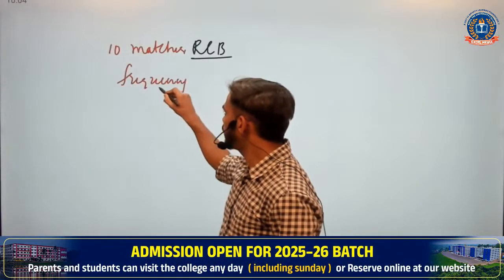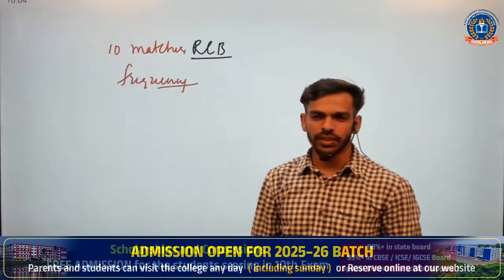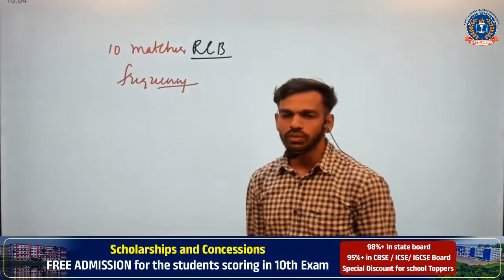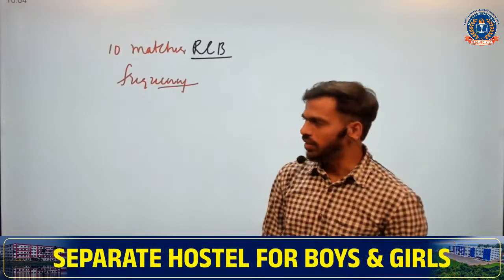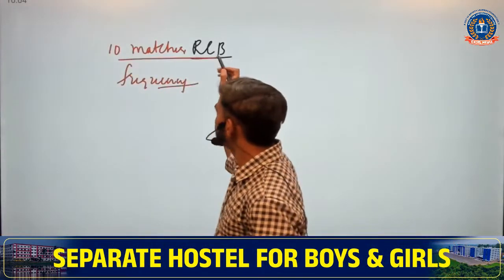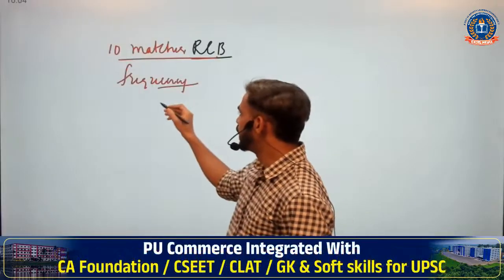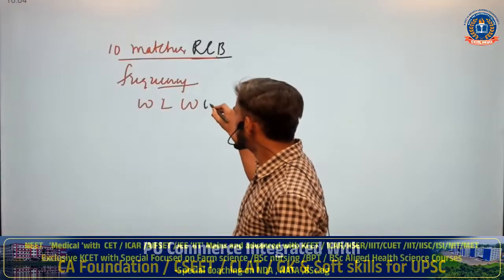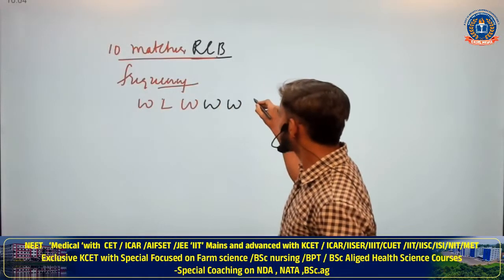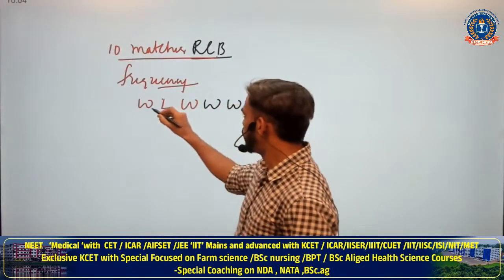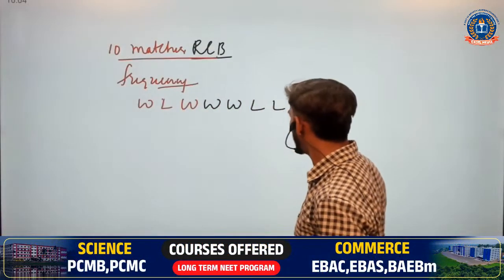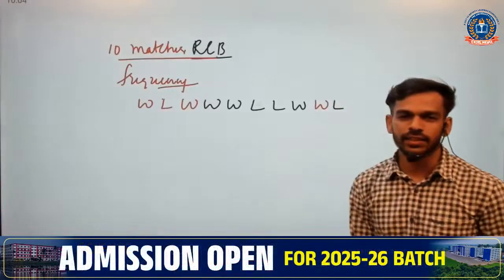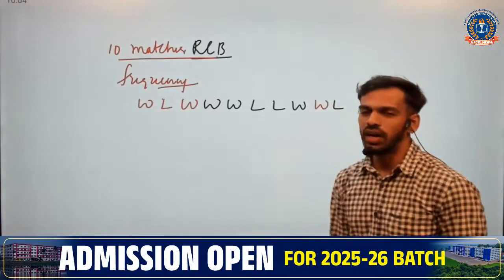To understand that, frequency is nothing but repetition. So in this example we are going to understand what frequency is. According to this, in the last 10 matches of RCB, they might have won or lost. Just count how many there are: 1 2 3 4 5 6 7 8 9 10. These are the results of 10 matches of RCB.